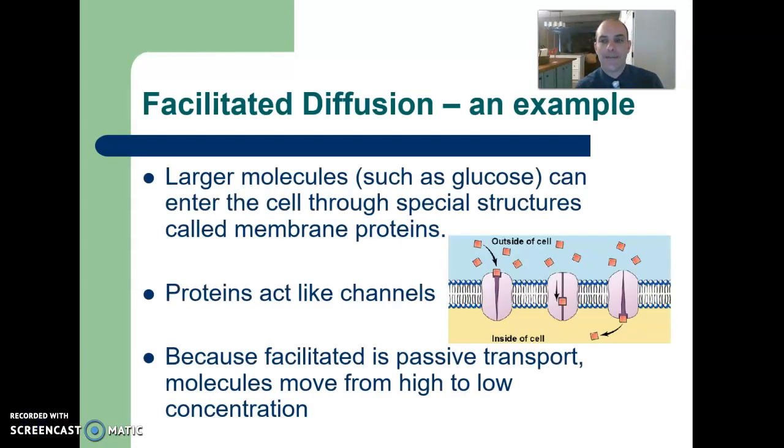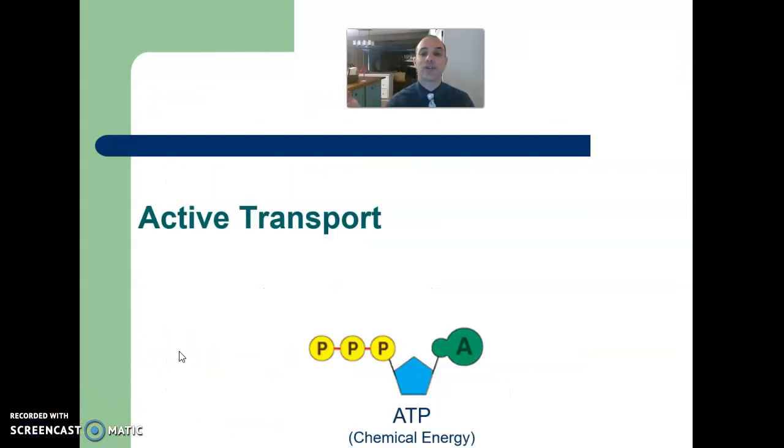Okay, here is the key for this slide here. Large molecules like glucose, C6H12O6, that you should all know, enter through the cell special structures called the membrane proteins, which we discussed. Because facilitated diffusion is passive transport, molecules move from high to low concentration, just like diffusion, just like osmosis. And that will bring us to active transport.